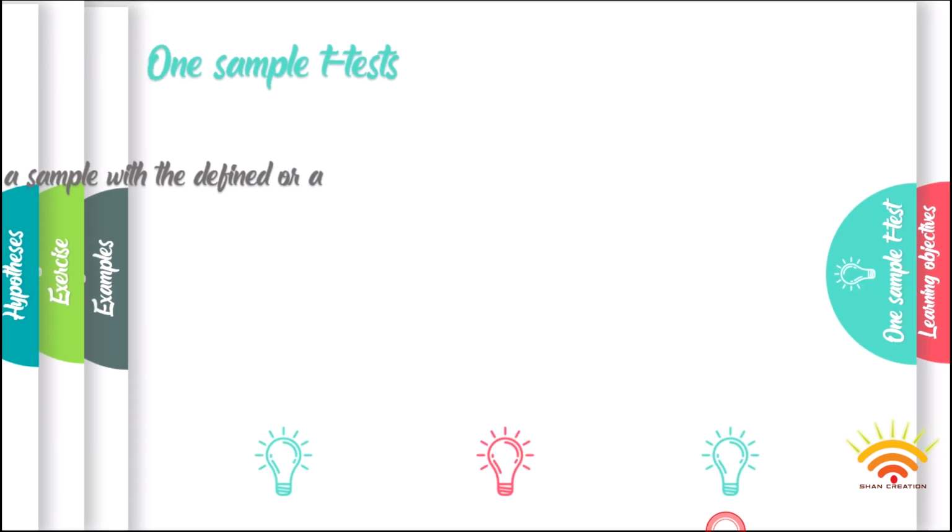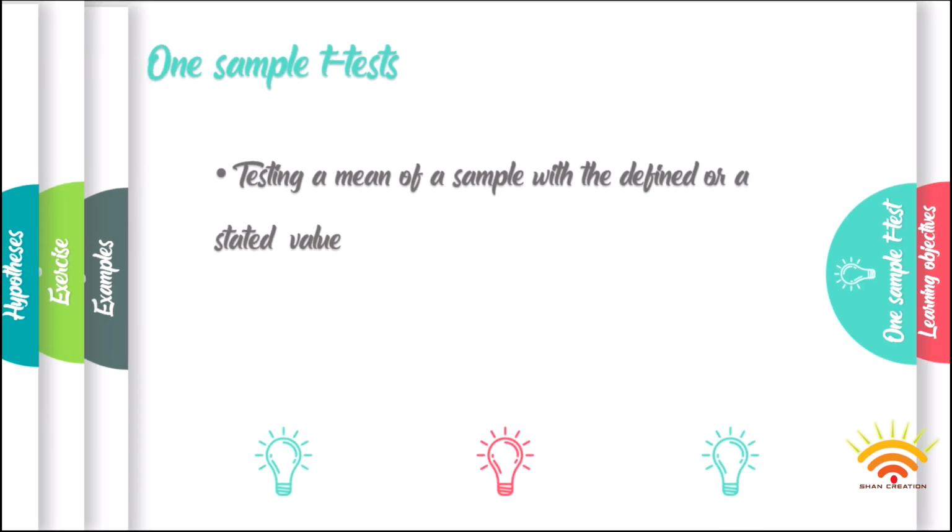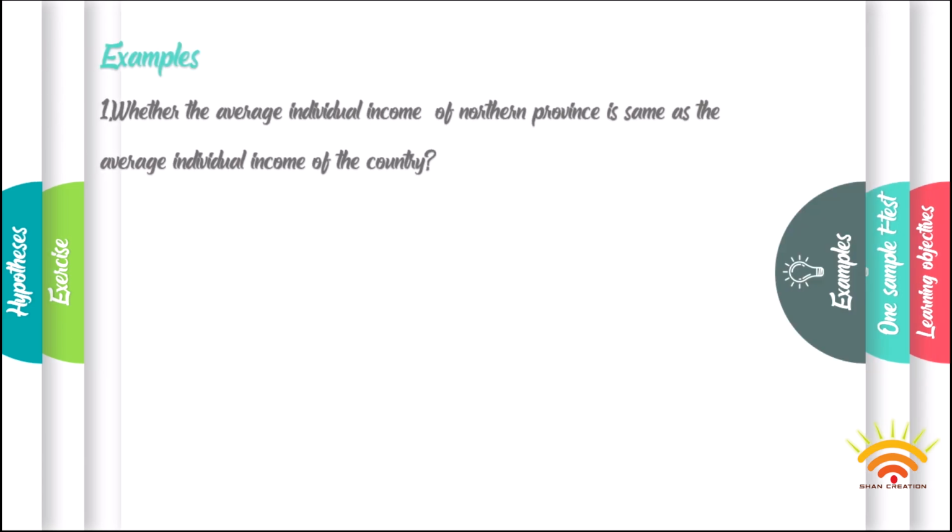One sample t-test: testing a mean of a sample against a defined or specified value. For example, a researcher can identify whether the average individual income of the Northern Province is the same as the average individual income of the country. So here the researcher can compare the mean of a particular sample with a population value, or maybe another specified value.